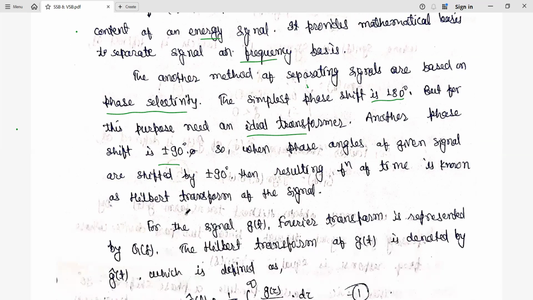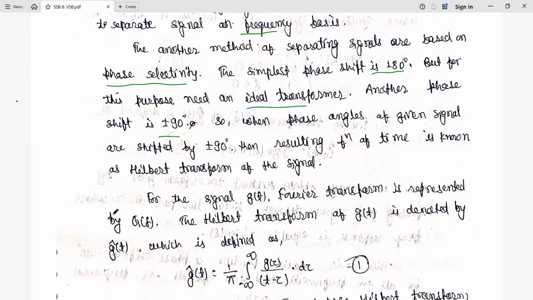Then the resulting function will have a time domain representation. That time domain representation with 90-degree phase shift is called the Hilbert transform. So suppose a short question: what is the Hilbert transform? The Hilbert transform is the time domain representation of the signal with plus minus 90-degree phase shift.